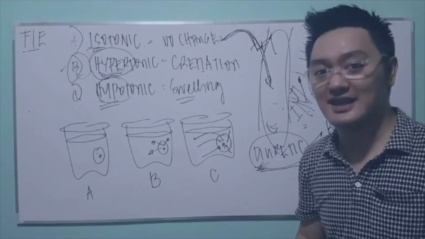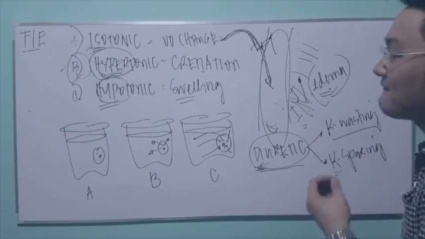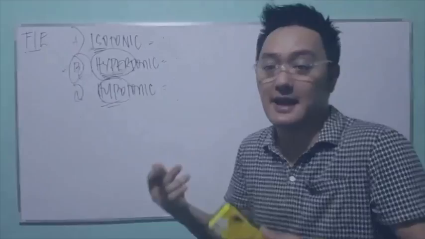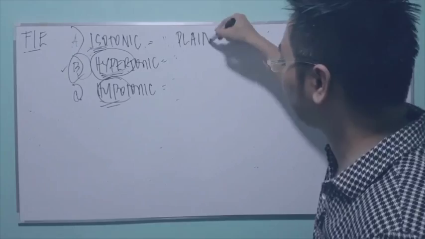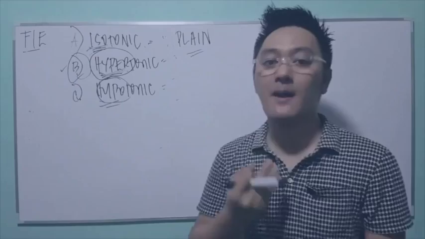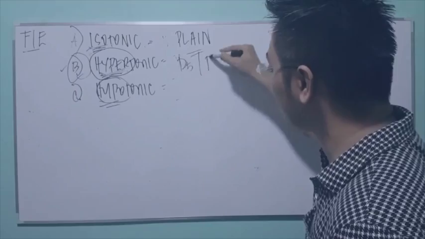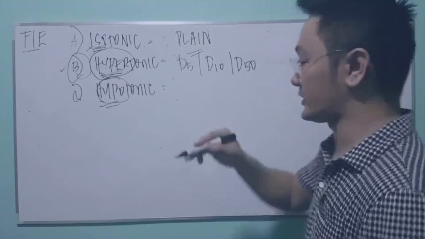Now, having said isotonic, hypertonic, and hypotonic, can you identify solutions? I hope so. Now, please be reminded of the different solutions used in the hospital or any clinical setup. When you say isotonic solutions, these are solutions said to be what? Plain solutions. So all solutions said to be plain are isotonic. Example, plain NSS, plain LR. So these are all isotonic solutions. Now, what about hypertonic? These are solutions said to be D5, am I right? D10 and D50, except for D5 water. Okay? Except for D5 water.